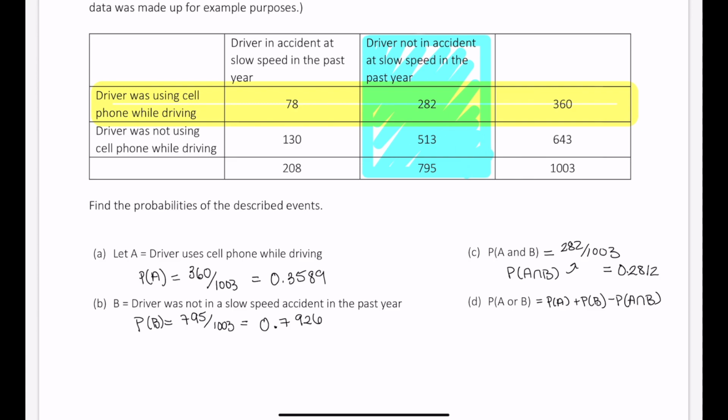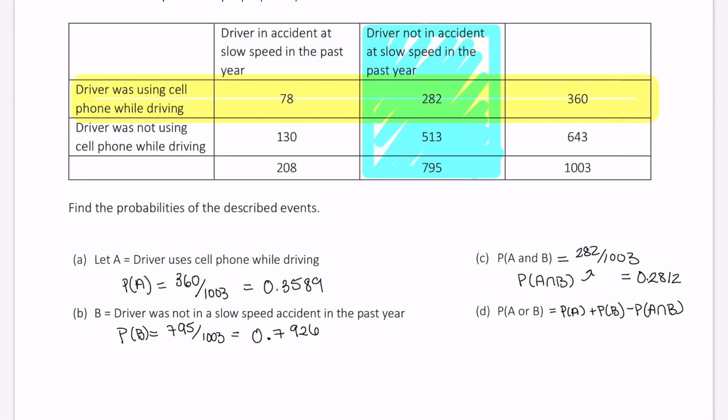Okay, so now that that is in there, let's go ahead and add up these two probabilities and subtract this one. Now, if you are stuck on why we're subtracting, well, remember, when we add up the probability of A, that's this entire row here. That includes this 282. When we add up the probability of B, that's this entire column here, which again includes the 282, so we've counted it twice.